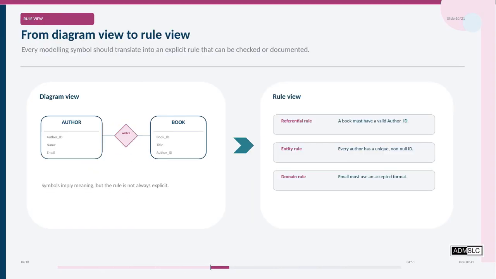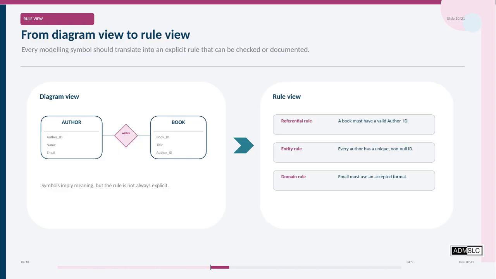And this brilliantly illustrates exactly how your visual work translates directly into these constraints. When you drew a line connecting an author entity to a book entity on your diagram, you weren't just drawing a line. You are implying a referential rule. You are stating that a book must have a valid author ID. When you underline the primary key in your entity box, you are creating an entity rule. Every author must have a unique, non-null ID.